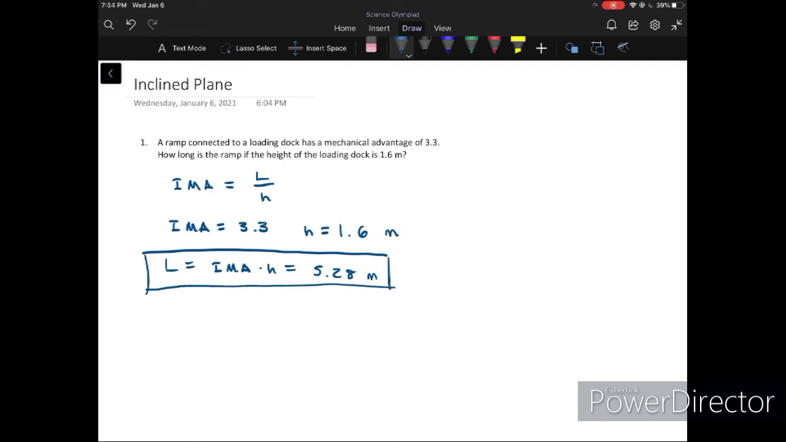You could certainly use an example like this to calculate how long you need to make a loading dock given a required mechanical advantage, if you maybe knew how heavy the boxes are that you were pushing up the ramp every time that you used it. Very simple, but very useful.